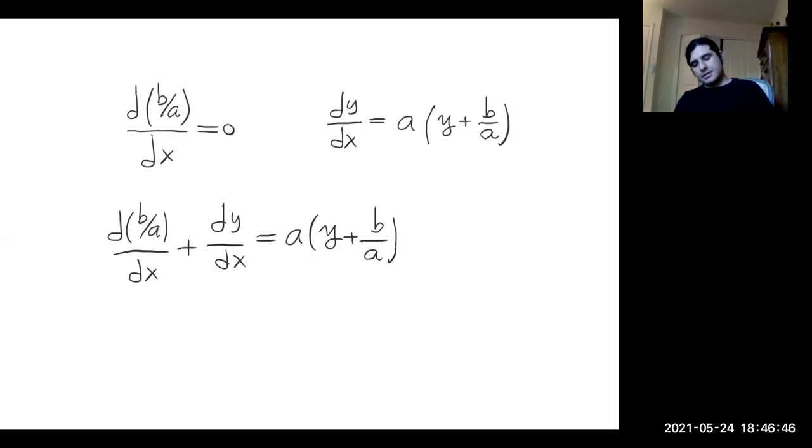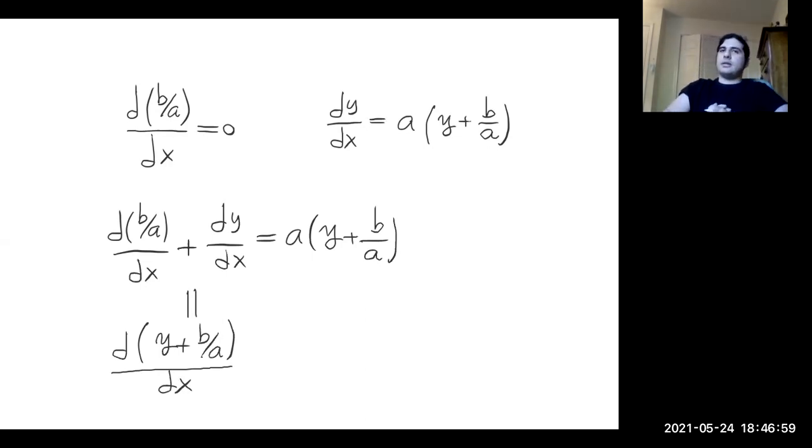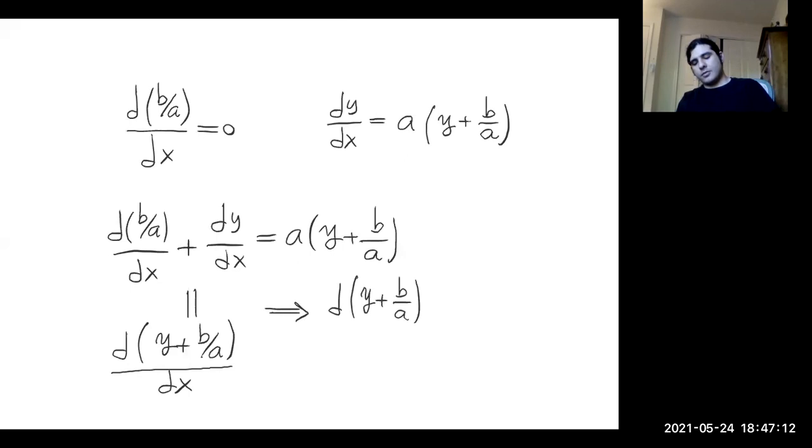But note that the left-hand side is really equal to d of (y plus b over a) over dx, right? It's d(y plus b over a)/dx. So if we combine these two equalities, I can see d of (y plus b over a) over dx is equal to a times (y plus b over a). That is the equation that I would get.